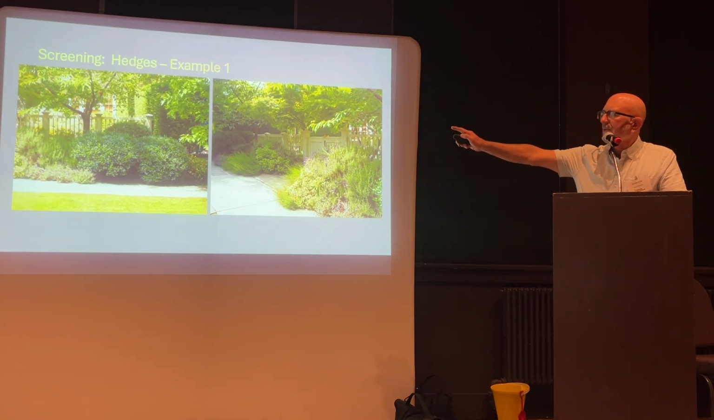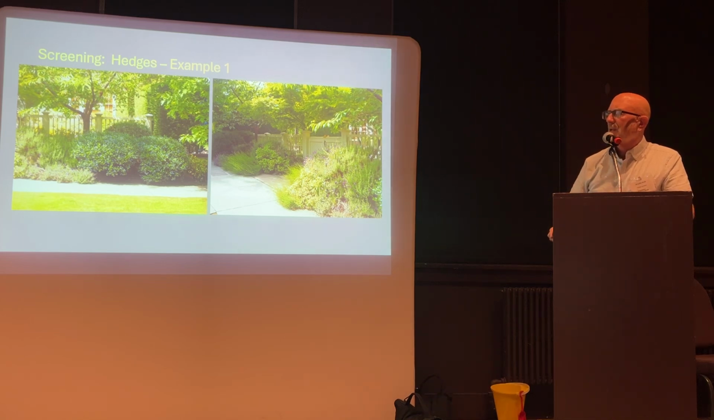On the left, you can see there were Leyland cypress hedges that were used instead of walls, instead of fences. And there's another Leyland cypress hedge in the picture on the right, which surrounds the more formal garden, and then the more private or semi-private garden is in the middle.